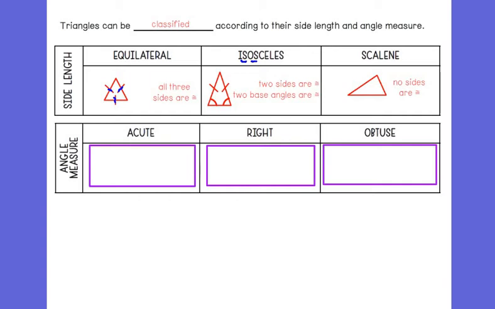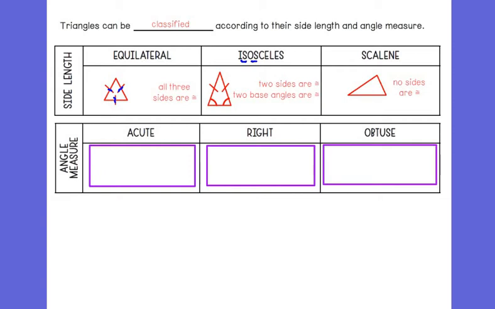Okay, that's talking about their side lengths. Now we're going to talk about their angles. And we've heard these words before: acute, obtuse, and right. But we're talking about a triangle, and a triangle has how many angles? 3. Okay, so we're talking about all 3 of them. Well, here is a cutout of an acute triangle. It has 3 angles, right?